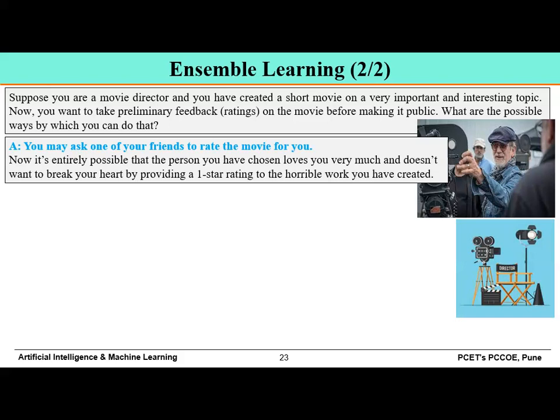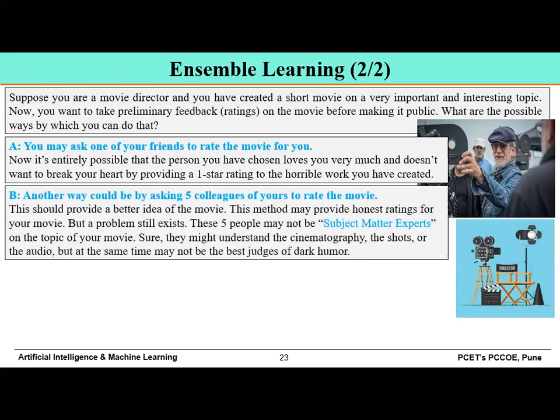But if you rely only on a single person, who is your best friend, then what may happen? He is your best friend and he knows that you put a lot of effort into the preparation of the movie. So he may be biased. He will say you prepared a very good movie, because he knows you put a lot of time into that movie. That bias will create a problem and he may not give good feedback. But of course, he will tell you something about the movie.